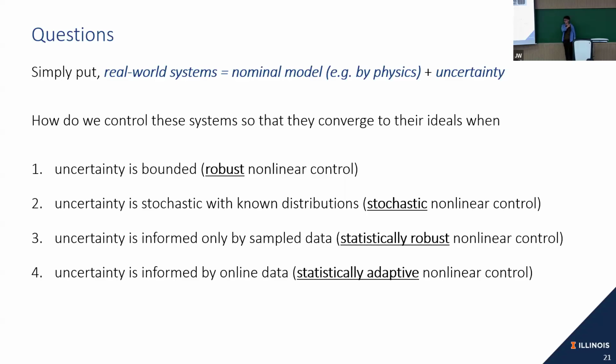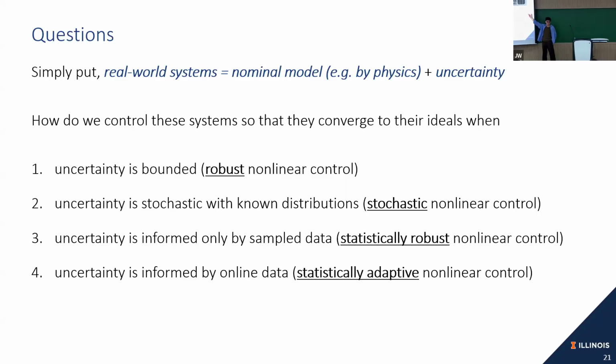This is a classical stochastic nonlinear control topic where, for example, people often assume that the uncertainty is Gaussian distributed. And then the third one, which is more difficult, is statistically robust nonlinear control. This is what we were doing the last 2 years.